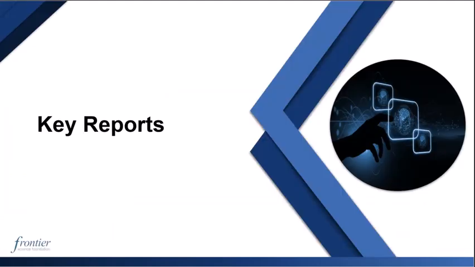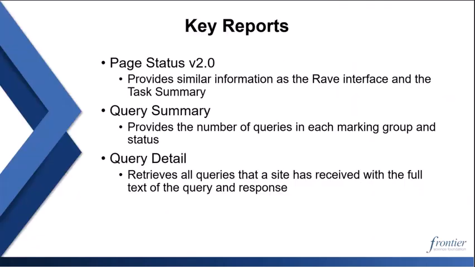Next, we'll review many of the pre-programmed reports available in Metadata Rave for tracking performance and reviewing data. The key reports that we'll discuss include the Page Status 2.0 report, which provides similar information as the Rave interface and the task summary, things like non-conformant data, open queries, and overdue data.